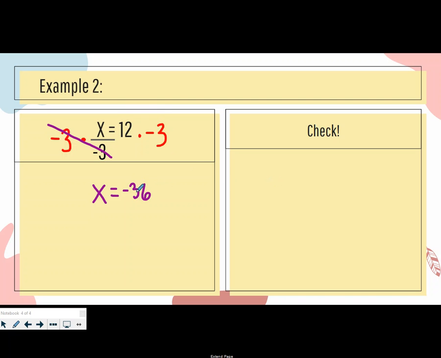Now, if I want to check, I'm going to plug in negative 36 where I see that x. So I've got negative 36 divided by negative 3, and it should equal 12. Go ahead and double check. What is negative 36 divided by negative 3? You should get 12, so that 12 equals 12. If we got a negative 12, negative 12 and 12 are not the same number, so we'd want to go back and check our work.